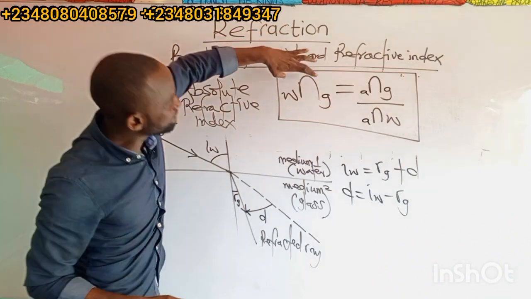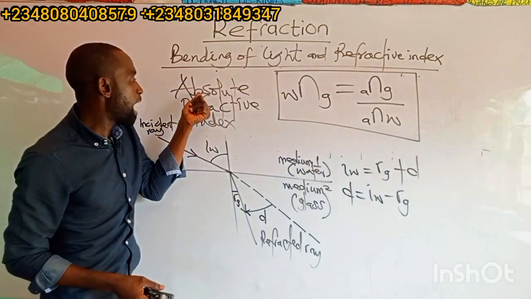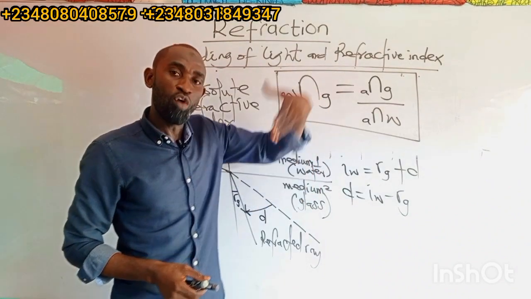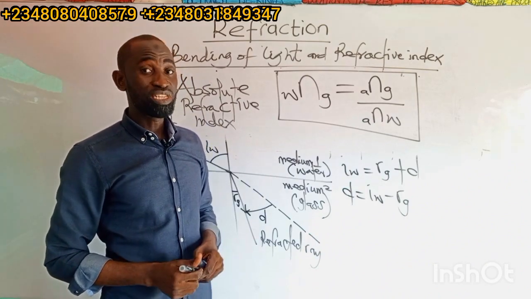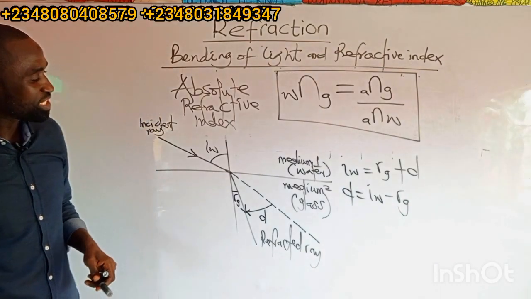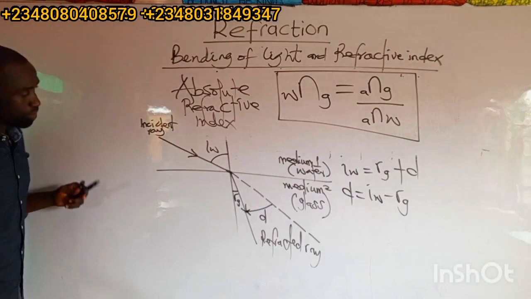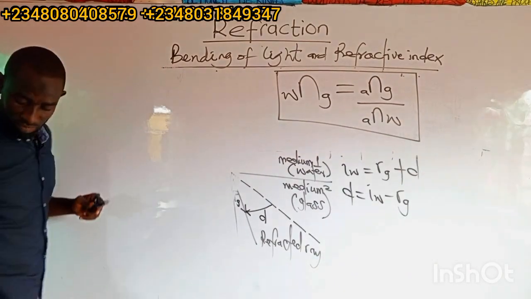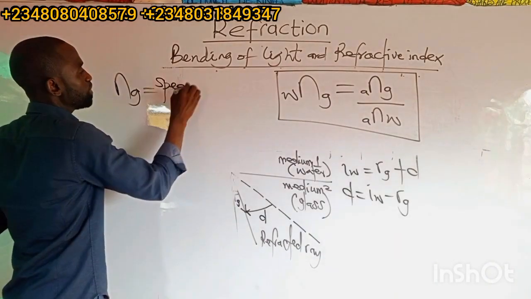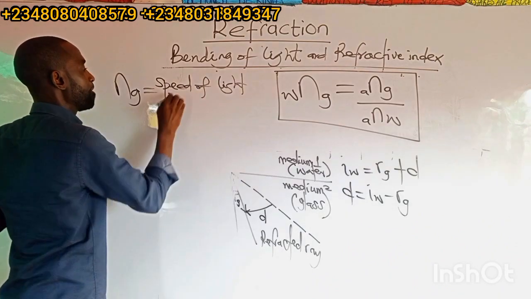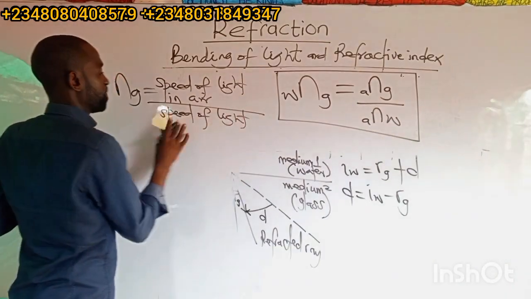So we said the refractive index of a pair of media is the ratio of their absolute refractive indices. So what is now absolute refractive index? When you compare the refractive index of a material with that of air, we have what we call absolute refractive index. So we define the absolute refractive index of a medium as this. Suppose we have the absolute refractive index of glass, it is equal to the speed of light in air all over the speed of light in glass.